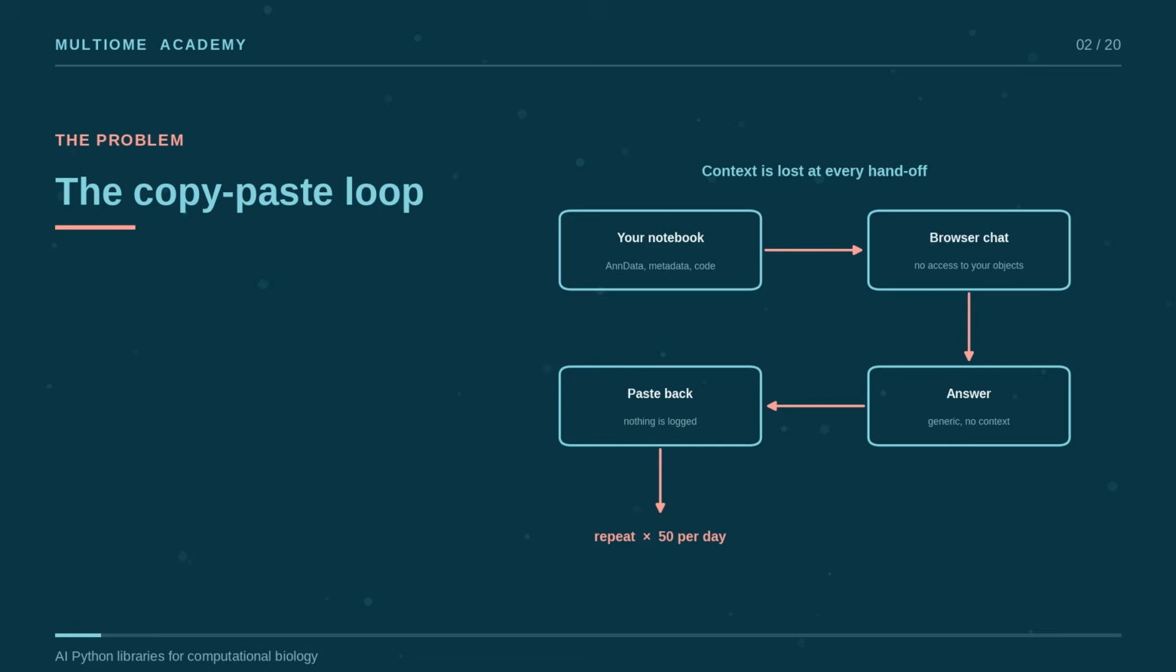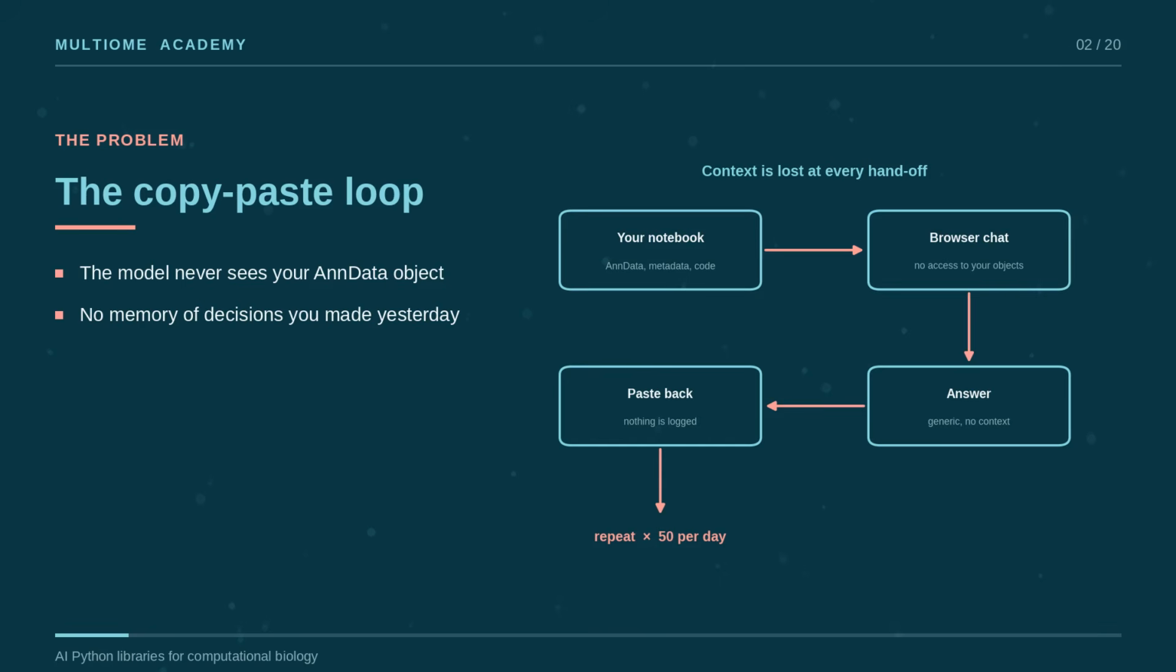Most of us use AI like this. You hit an error, you copy the trace back into a browser, you paste the answer back, and you repeat. Every one of those handoffs loses context. The model never sees your data object, your metadata, or the decisions you made yesterday, and none of it is recorded anywhere. It works, but it doesn't scale, and it is not reproducible.